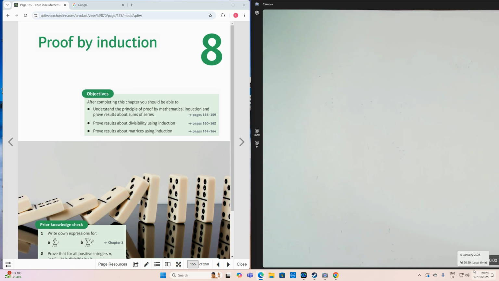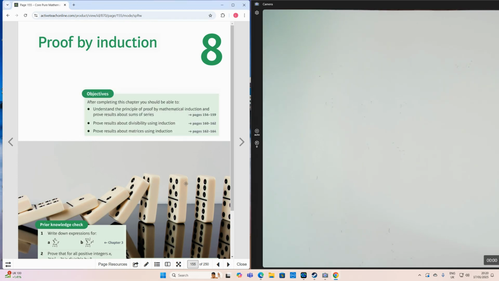So it's quite a high level idea, and it's certainly the kind of idea that students are going to be encountering a lot in A-level, when they get to university. So this is going to be occurring a lot in university level maths. Okay, so let's have a look.